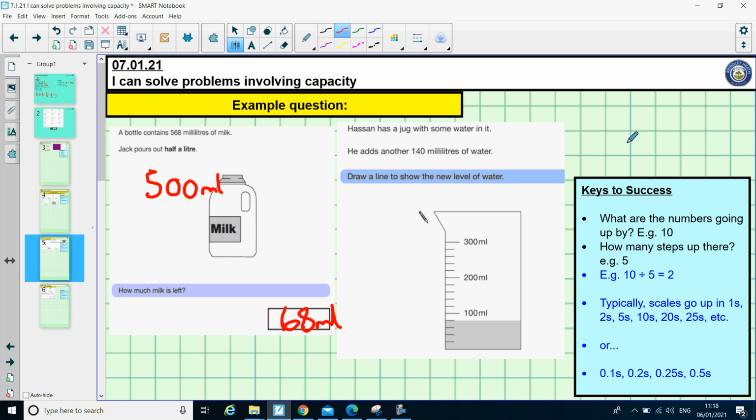Well, first of all, we need to know how much water is in Hassan's jug to start with, and that is 80 millilitres in there at the moment. So if we work out that scale, it's going up in 20. So at the moment, there's 80 millilitres in there. But he's adding 140 millilitres to that. So 80 add 140, we've got to work out what that is. So the answer, therefore, is 220. So we're looking for an answer of 220 millilitres. I know the question says draw a line to show it. Obviously, you wouldn't have been able to draw it because it's on your screen, but it would appear here.